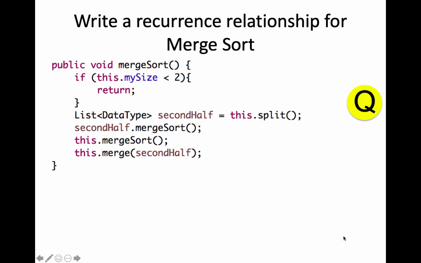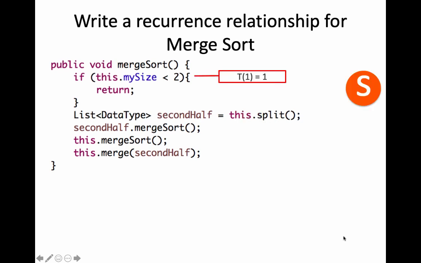Okay, so here's a solution to merge sort in Java, and I want you to try and write the recurrence relationship for it. So go through line by line and see what that is going to contribute to the recurrence relationship. So pause it here. Okay, so first piece is that base case. If the input is size 1, it's going to take just one step.